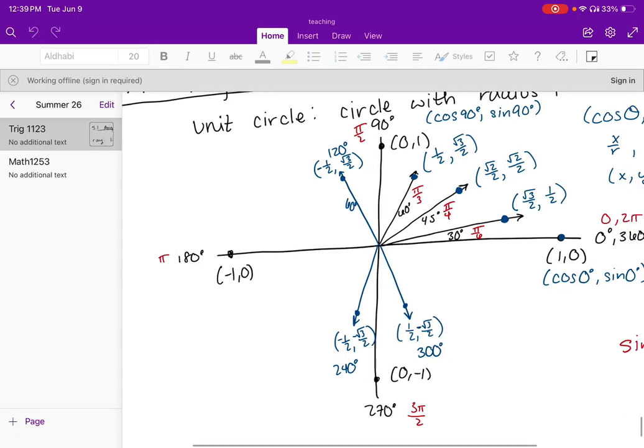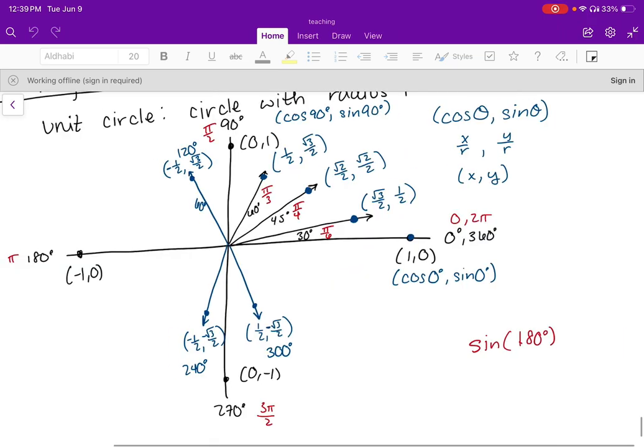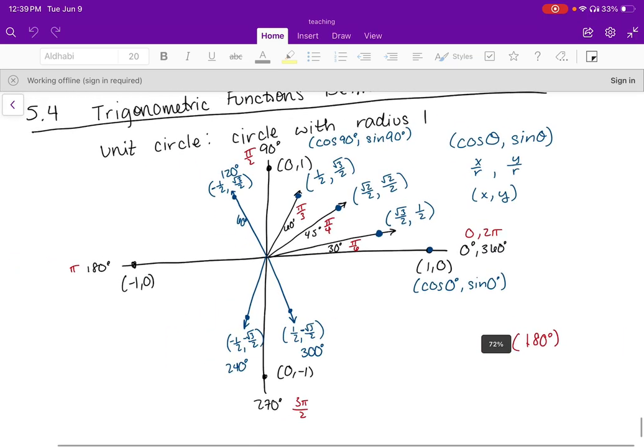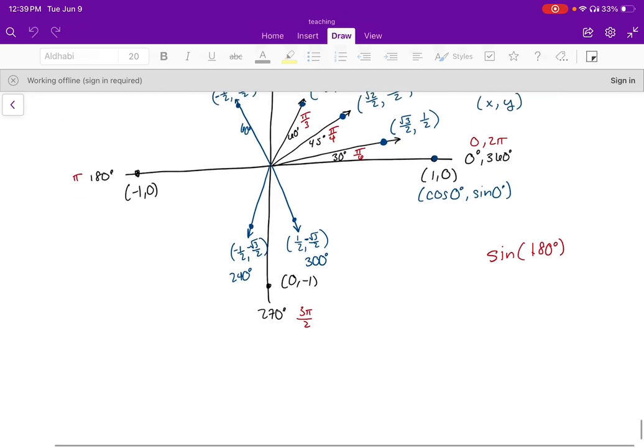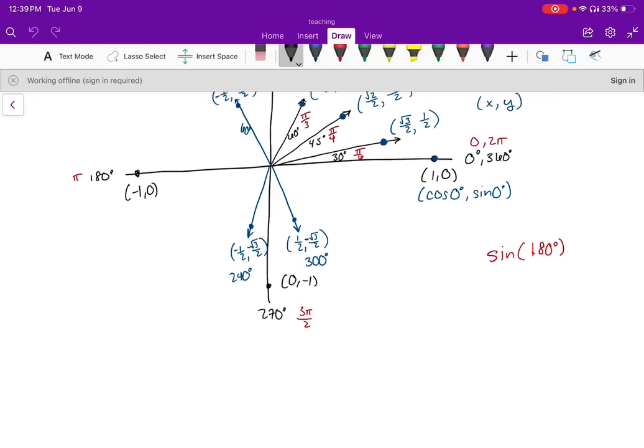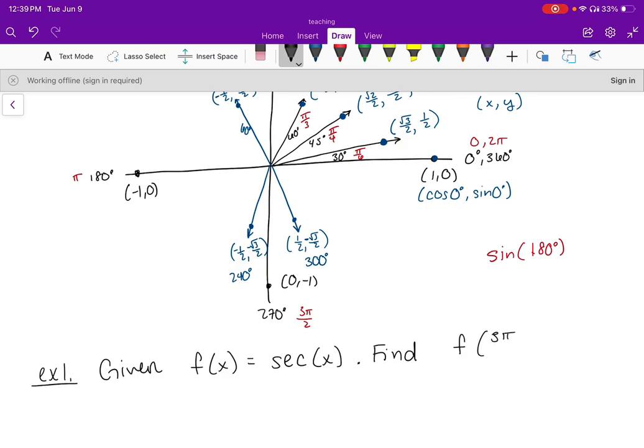So I'm just going to come back to our notes now. I just want to show you the unit circle a bit. And then we only have one different type of question that shows up in the homework for this section. So I'll just go ahead and do that one. This isn't a very long section. It'll be example 1, and it says, given f of x equals secant x, find f of 3 pi over 4.